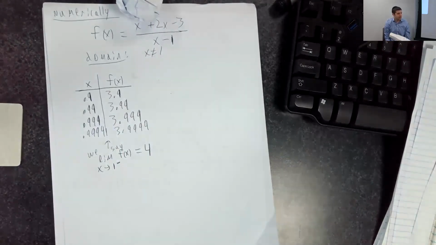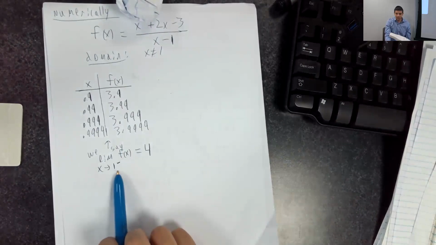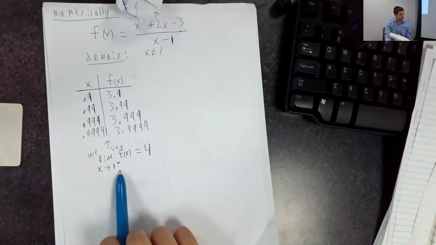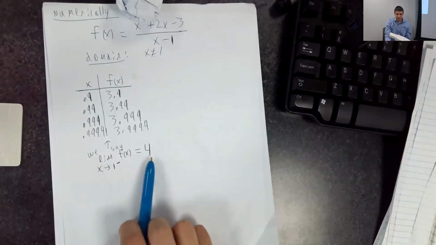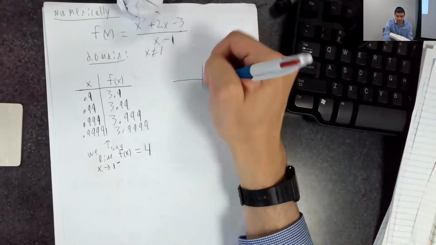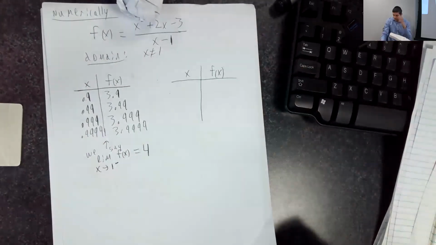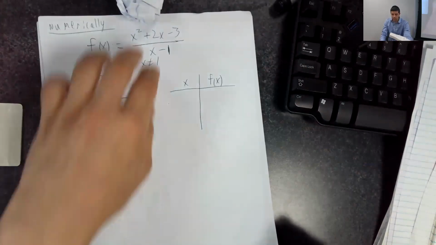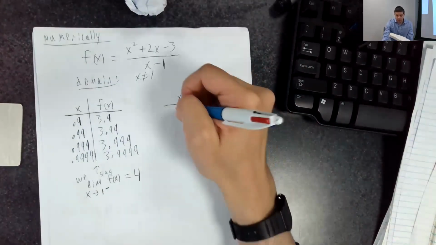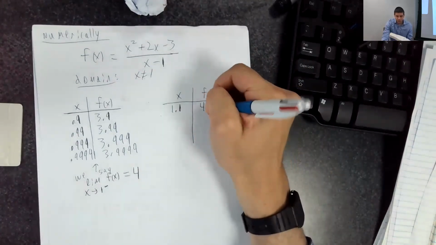Just remember, the numbers here are Y values. 4 is a Y value. On the bottom, below the limit, are the X values that you're looking at. X values here, Y value. How about on the right? We have X and f of X. We're going to put in 1.1. If we plug it in, you'll get 4.1.